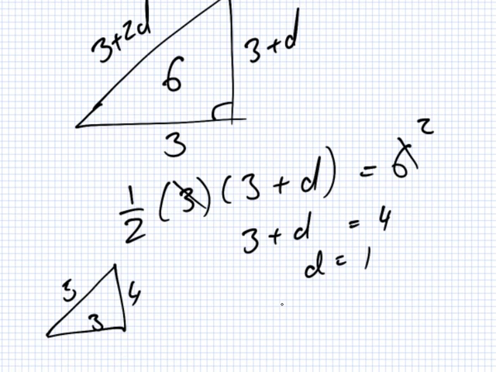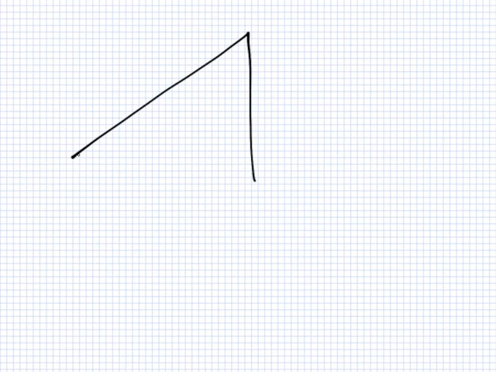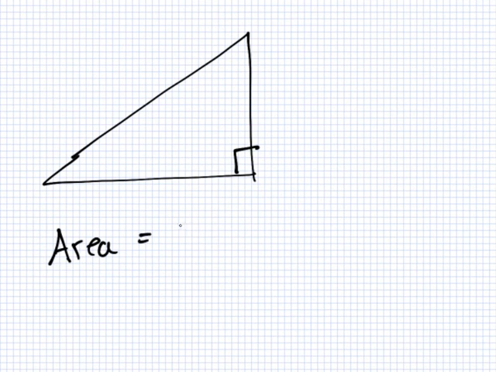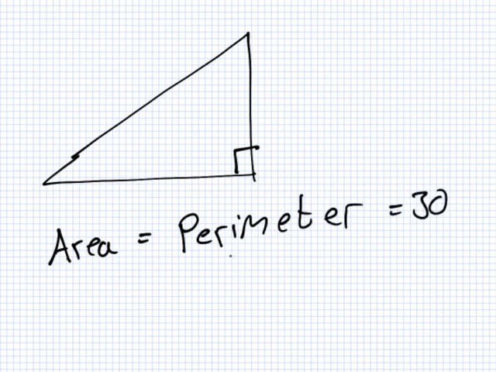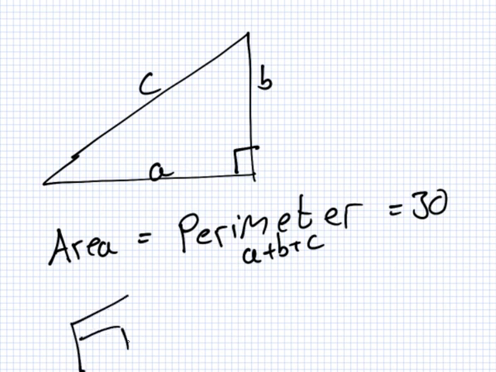Can I scroll down? Okay. Right angle triangle. The area equals the perimeter equals 30. Do we know this word perimeter? Yeah, if this is A, this is B, this is C, perimeter is A plus B plus C. Find A, B, C.